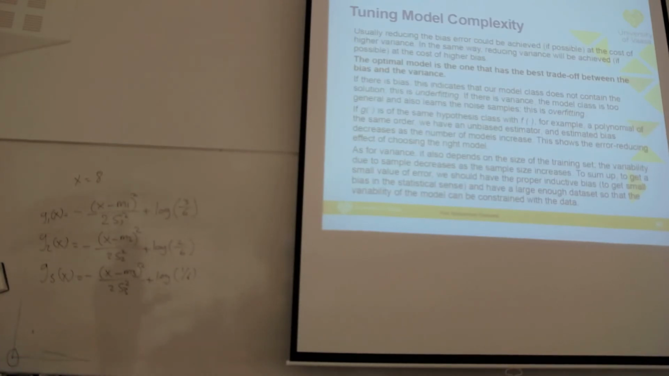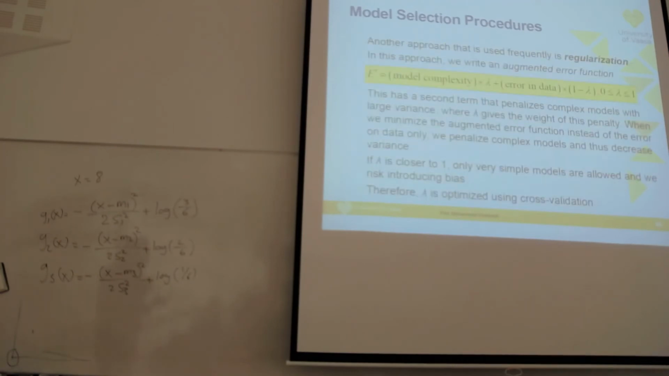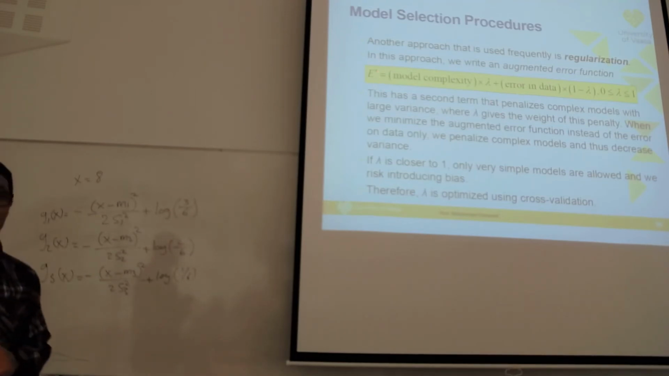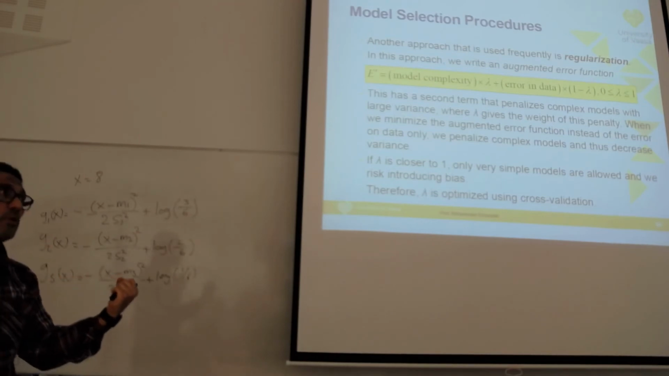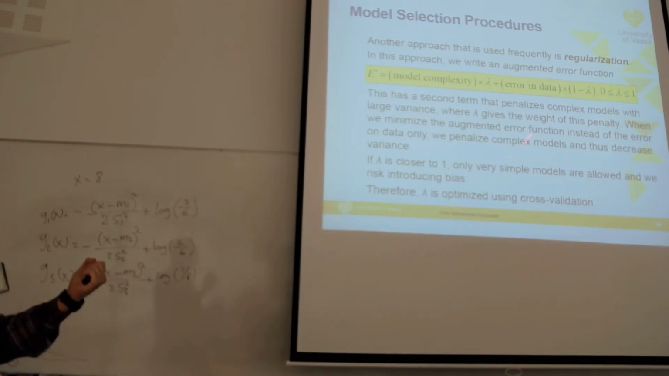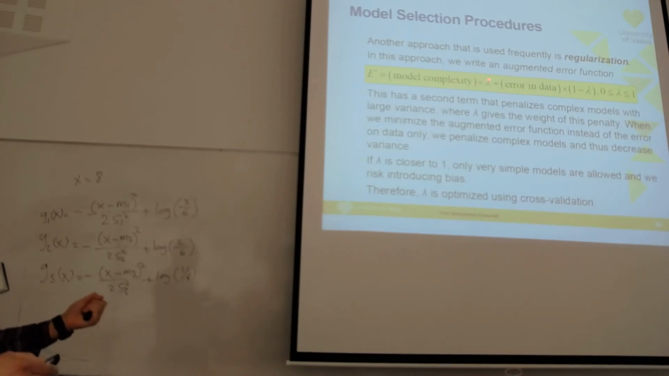And also we need to tune the model complexity. One method to tune the model complexity is using this equation. It is called the augmented error function. Instead of using only the error in data, because usually we use the error in data to improve the model, now what they did is add the error in data, but they add this one. This one is the model complexity. And they multiply the model complexity by lambda and the error in data by 1 minus lambda.